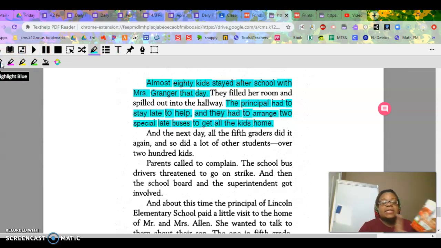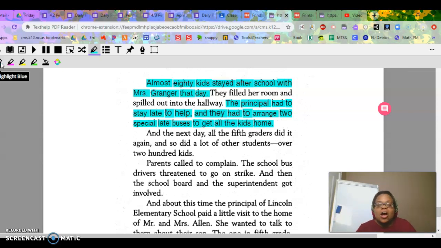What's happening? Kids are having to stay late for detention. The principal now has to stay late so that he can help, because there are 80 kids. Not one teacher is just going to watch all 80 kids. Think about when you have a late bus. It's not one teacher that's sitting there. It's several teachers that are sitting and waiting for that bus to monitor all the children. The principal stays late, and he had to arrange 2 special buses to get all of those kids home.